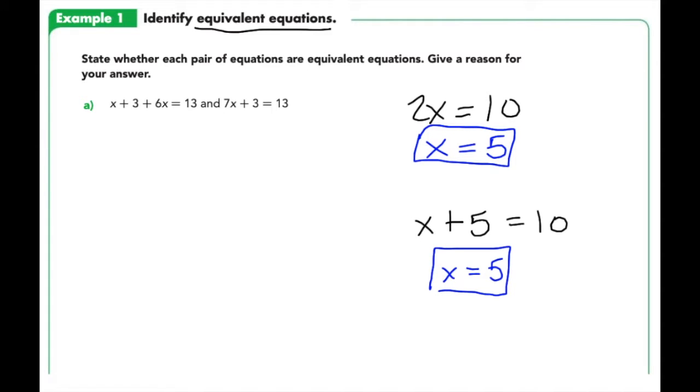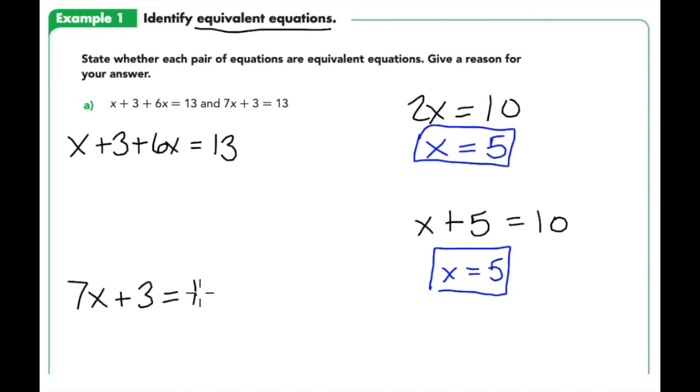Now in our first example problem, we have the two equations. We have x plus 3 plus 6x equals 13. And then we have 7x plus 3 equals 13.